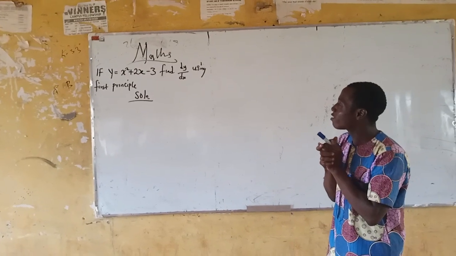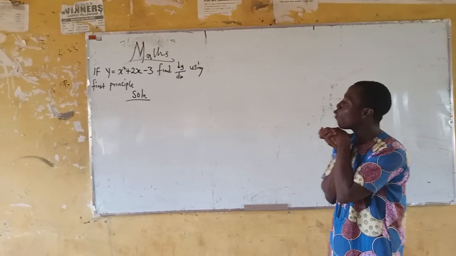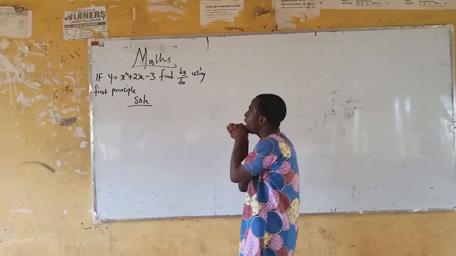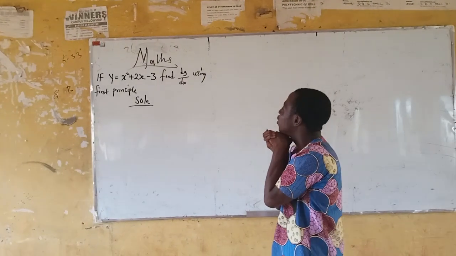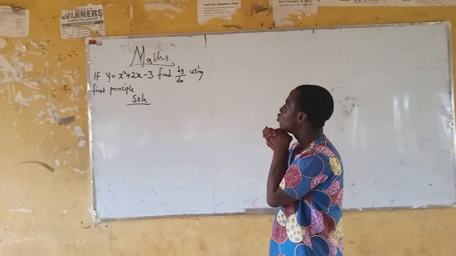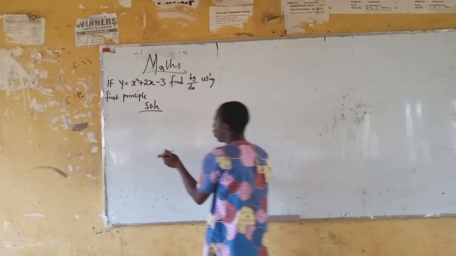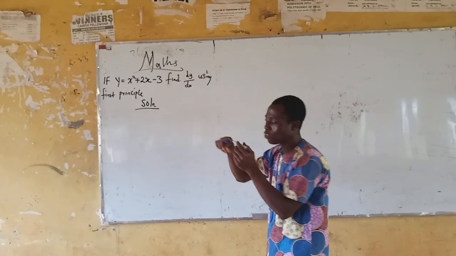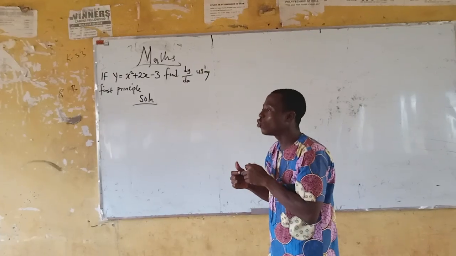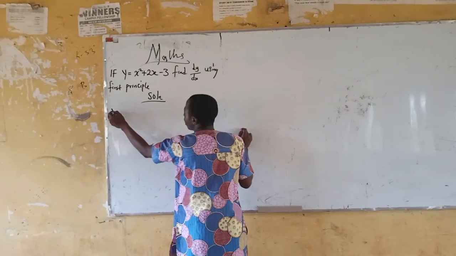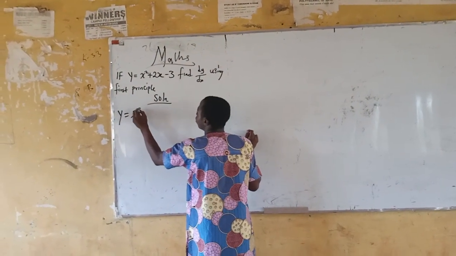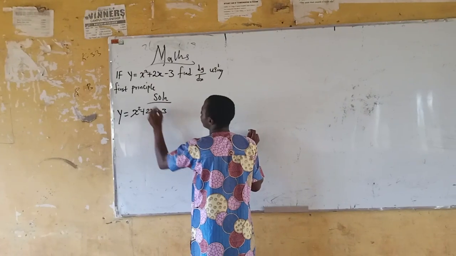Okay, let's try this question. If y is equal to x squared plus 2x minus 3, find dy/dx using first principle. Very specific. So I'm going to solve this question using first principle, and I'm going to guide you in the steps. So we write our question: y is x squared plus 2x minus 3.